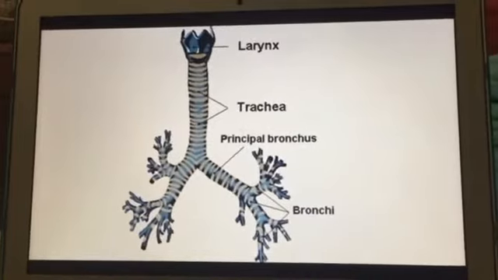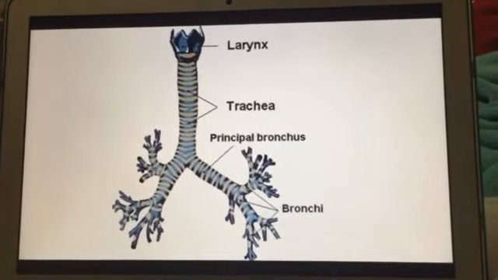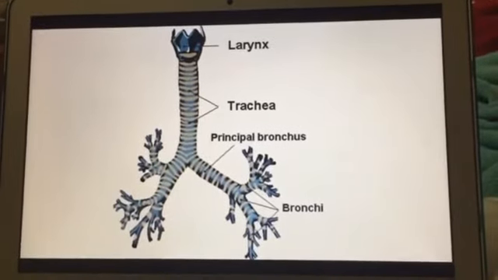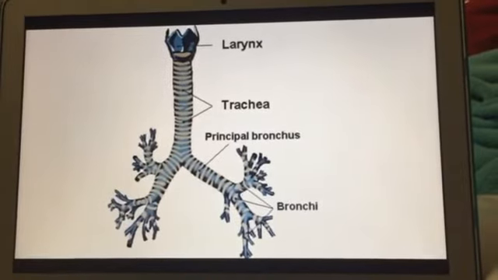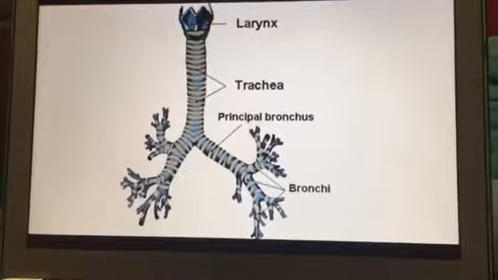The trachea passes the base of the heart where it divides into two principal bronchi. These bronchi divide into secondary and tertiary bronchi. The bronchi eventually branch into alveolar ducts, which terminate in clusters of air sacs called alveoli. The exchange of gas with blood takes place here.